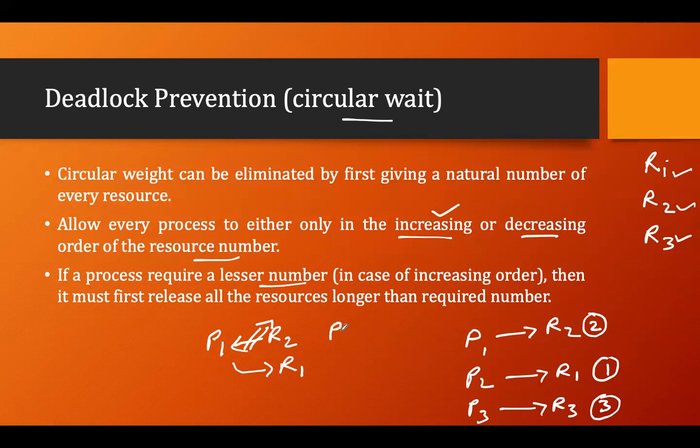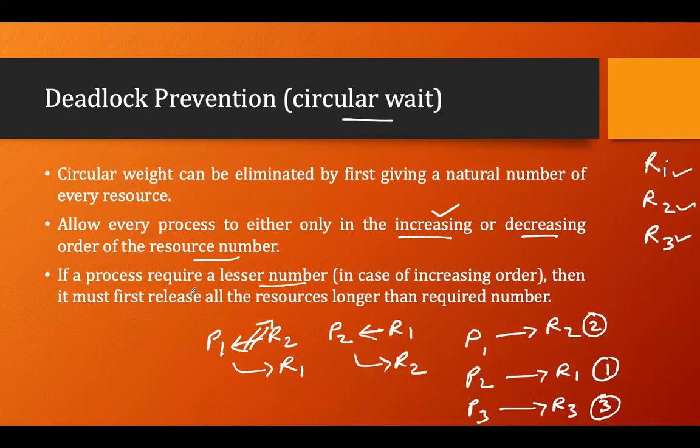Now here, let's say there is P2, and it is holding R1. Now it requires R2. Does R1 have to be released? No. In this particular method, P2 is requesting R2, which is a higher number, not a lesser number. Then R2 will be granted to P2, and R1 doesn't have to be released. But in the earlier case, it has to release. So this is the idea behind deadlock prevention with circular wait.